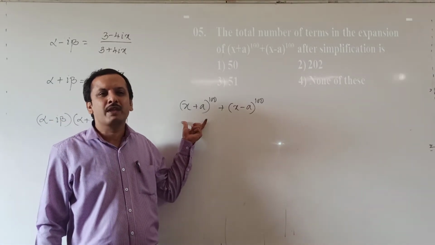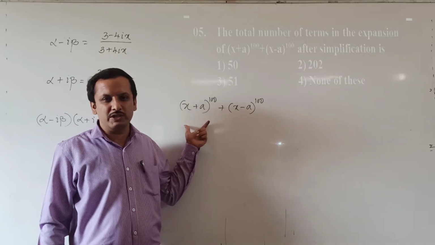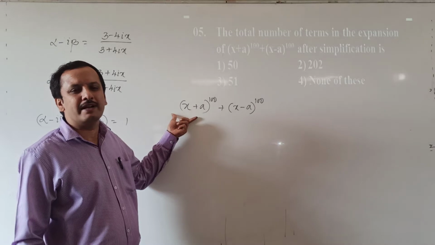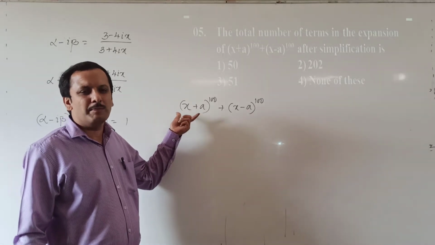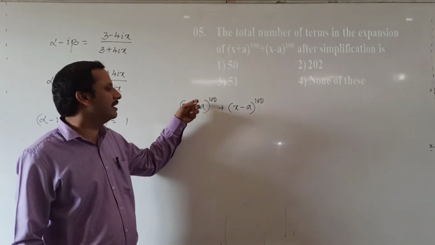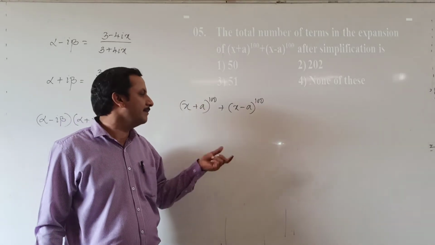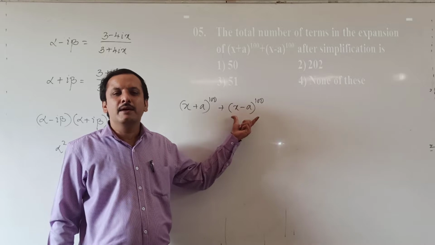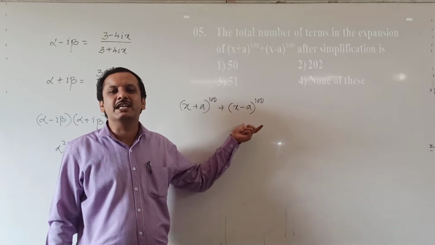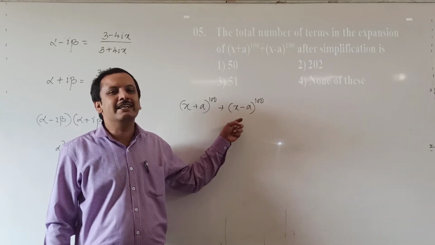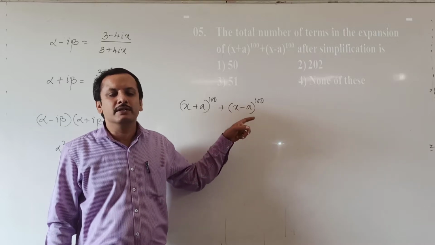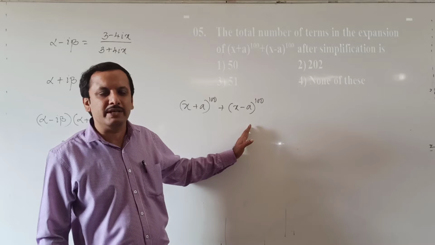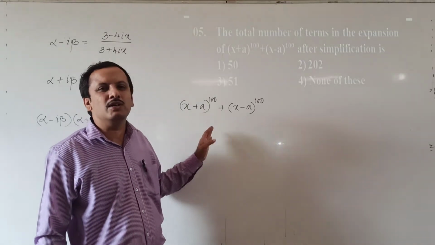There are 50 terms with odd coefficients. So if I expand it, the first term will be 100c0 x power 100 into a power 0, plus 100c1 x power 99 into a power 1, etc. Here if I expand, I am going to get 100c0 x power 100 minus 100c1 x power 99 into a. Here alternate terms will be positive and negative. The odd coefficients will have a negative term here. So when we add them up, those get cancelled.